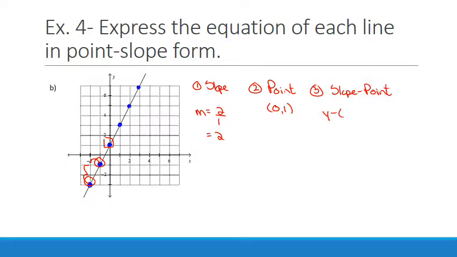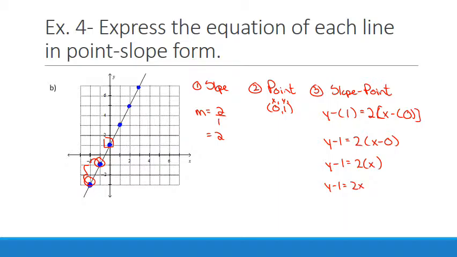So y minus, this is going to be a 2, x minus, and this is my x1, this is my y1. So y1 is 1, x1 is 0. So I end up getting y minus 1 equals 2(x minus 0). You could leave it like that if you wished, but it might also look like this if you didn't want to write it like that, and then that would actually work out to this as well. So all of these would be valid.